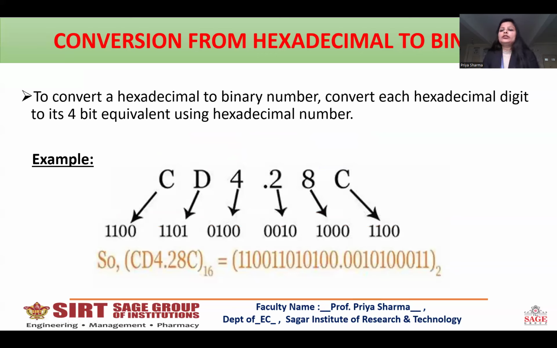Converting from hexadecimal to binary, again we'll make a group of 4 of each of the hexadecimal digit. Like we were given CD4.28C, as C is equivalent to 12. So the equivalent to 12 will represent 1100 binary number system. 8 will represent this, 2 will represent this, 4, D and C. And writing all of them together like 1100, 1101, 0100, 0010, 1000, and 1100 will come up with the binary equivalent of the hexadecimal number system given.